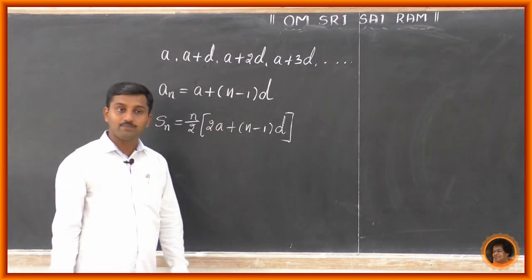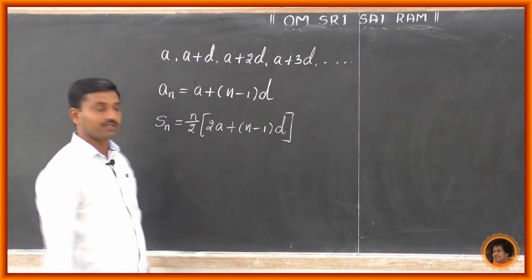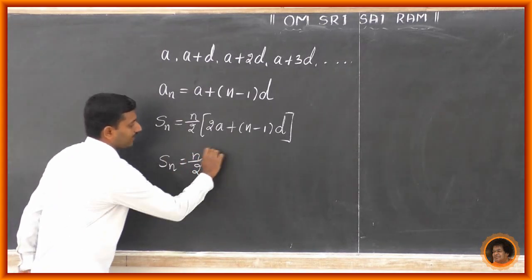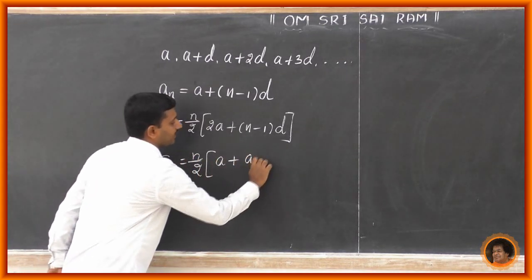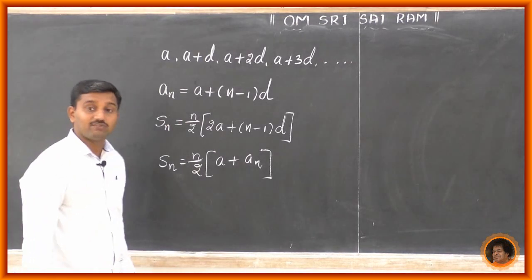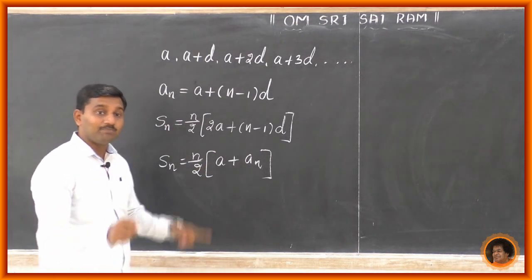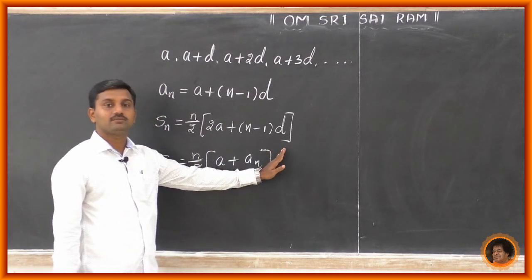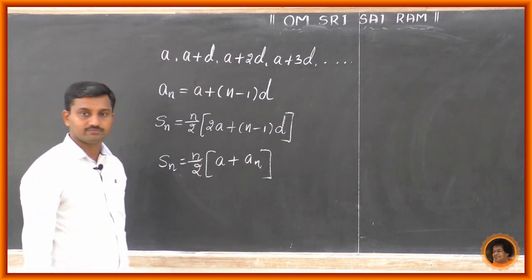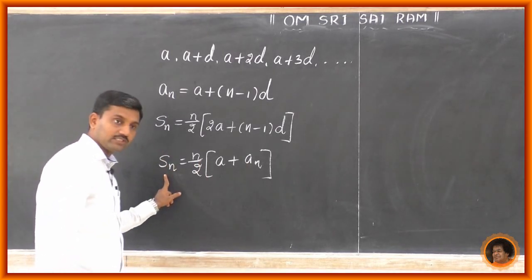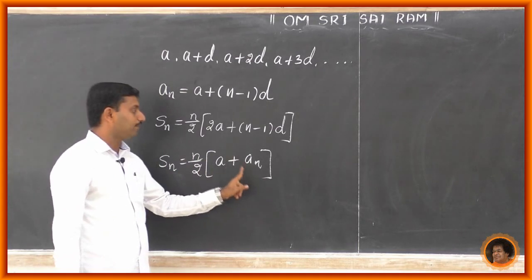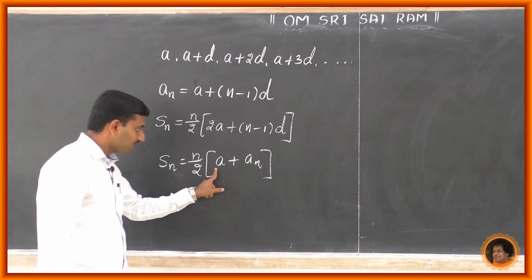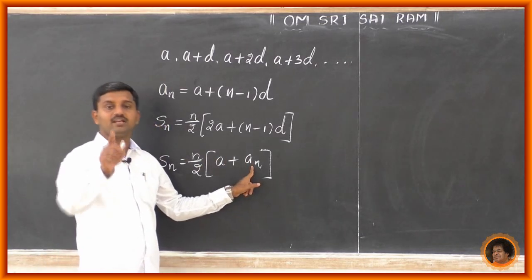And one more formula: if the first term and the last term are given, what is the sum? Sn equals n by 2 into a plus an. This is the formula to find the sum of n terms if the first term and the last term are given and the common difference is not given. Here n is the number of terms, a is the first term, an is the last term.